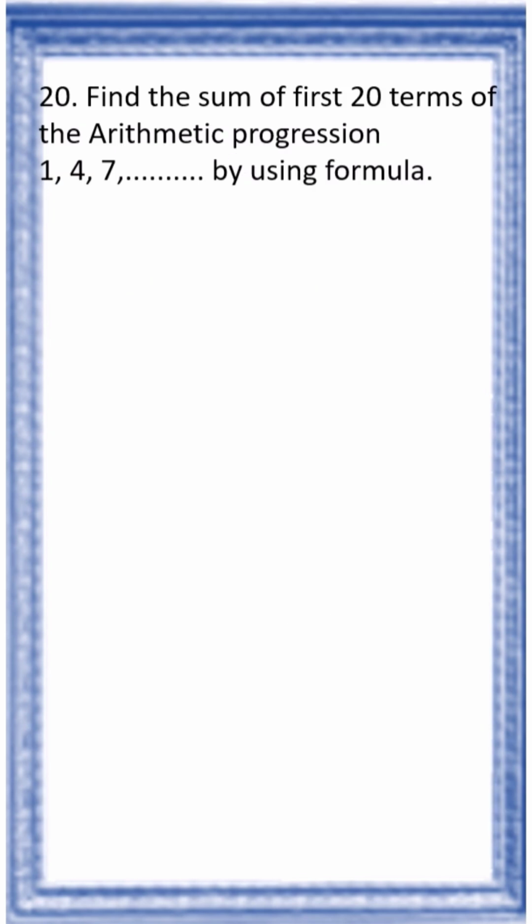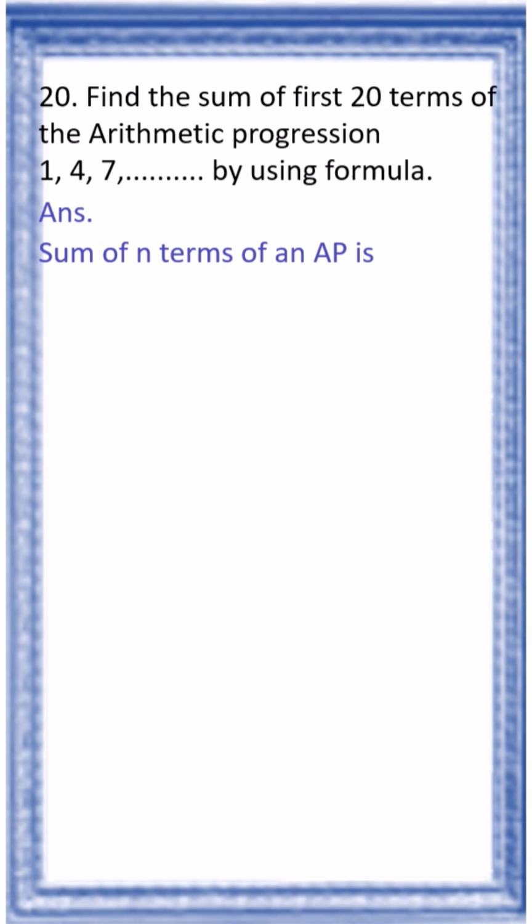Now the 20th question. Find the sum of first 20 terms of an arithmetic progression 1, 4, 7, ... by using formula. The question is taken from the chapter arithmetic progression and it is a 2 marks question.